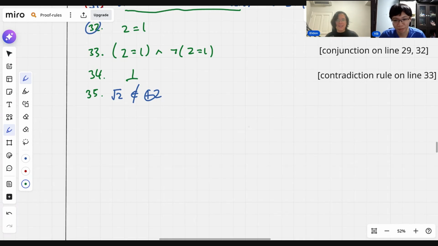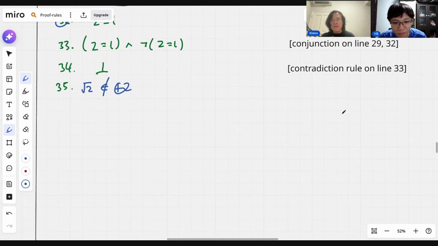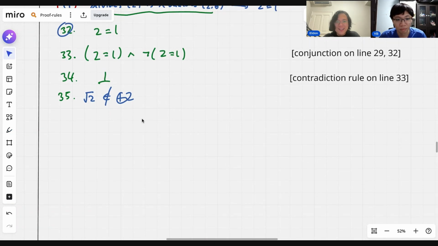Right? So the last rule that we're missing is the proof by contradiction rule. Right? So proof by contradiction rule on lines 1 and 34. That's how you do a proof. This is a formal proof system. Well, not really a formal proof system, I guess, but it's like a semi-formal proof system.